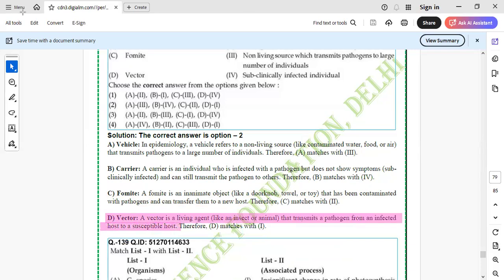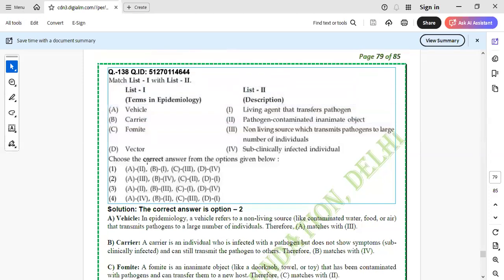The question was easy, but if the student's GK knowledge was a little good, they could solve it. So the correct answer for 138 would be 2. 2 will be the correct answer here, right? I hope it is clear to each and every one in 138. Is everything clear to everyone? Tell me quickly, does anyone have any doubt in this? Anyone having any doubt in 138? Quickly guys.